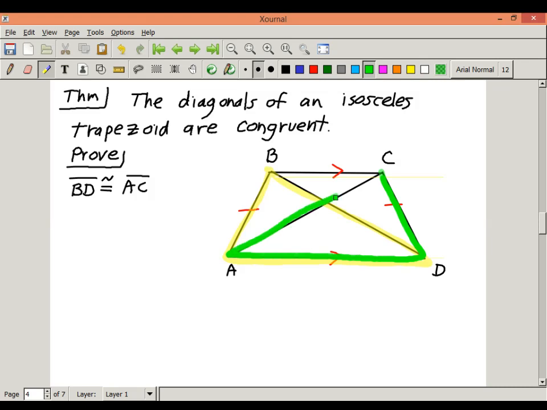So how are those two colored triangles congruent? First of all, they have one side congruent because the trapezoid is isosceles. So BA and CD are congruent. So we already have that. It's part of the given.